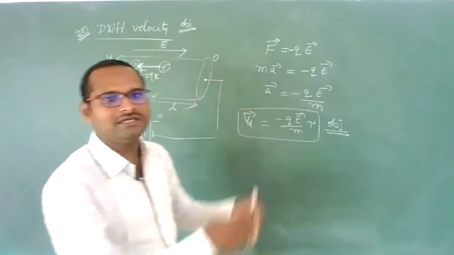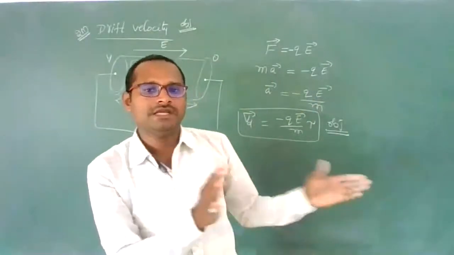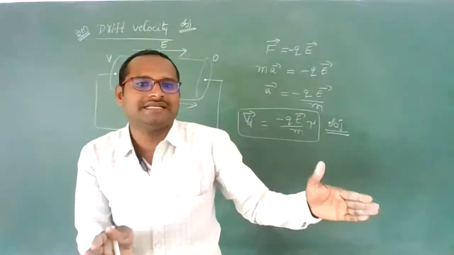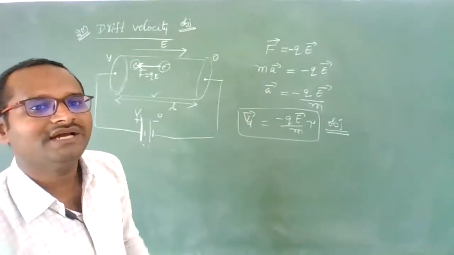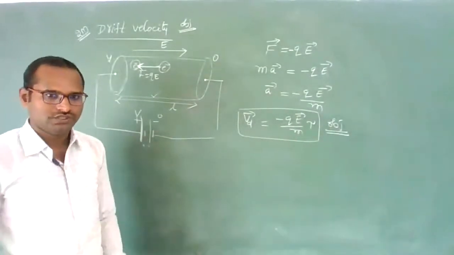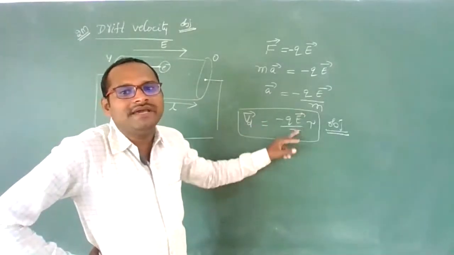Again, it will stop. Again, it will accelerate due to this electric field. Again, collision, it will stop. So, for what time will it accelerate? That time is called the relaxation time, which we will indicate with tau. So, drift velocity is nothing but minus QE by m into tau.